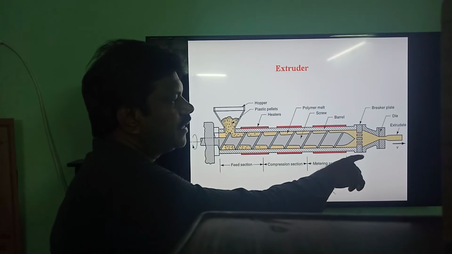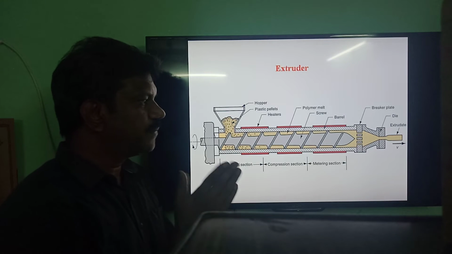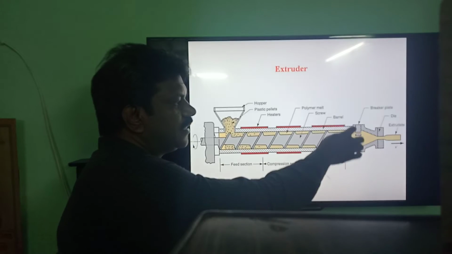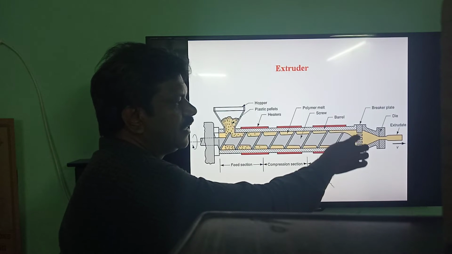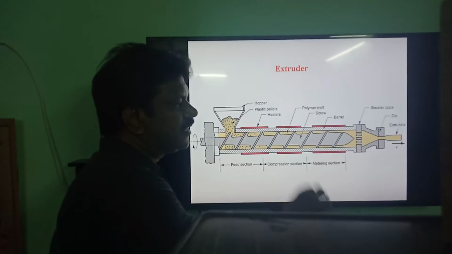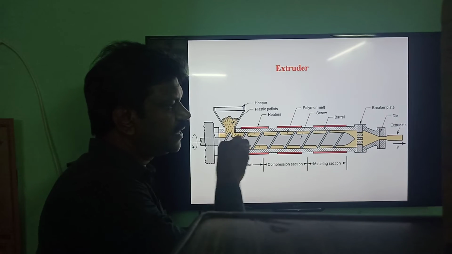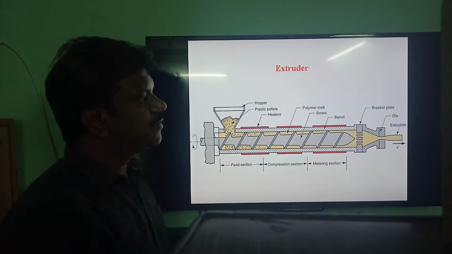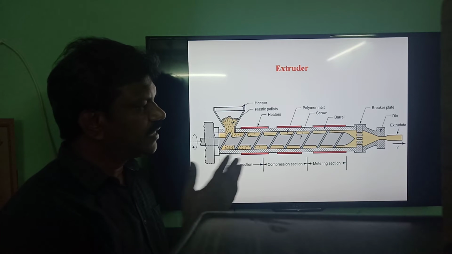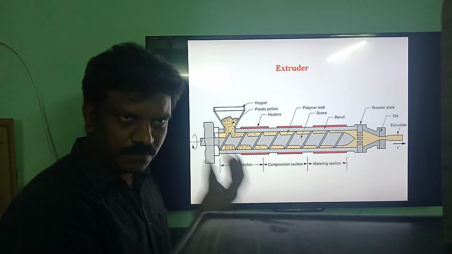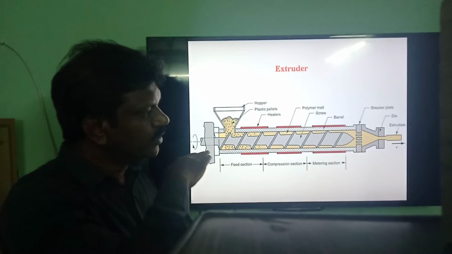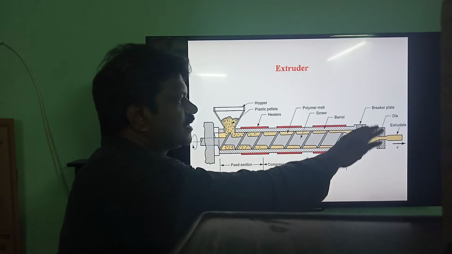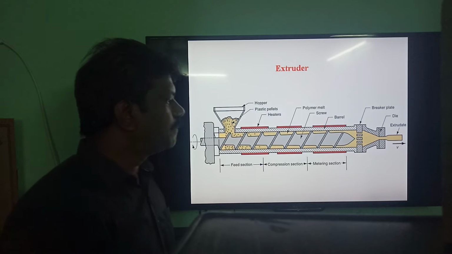Here we have the breaker plate. The breaker plate is a plate which has a steel mesh on the front side. Then there are a number of channels by which the molten plastic is projected towards the die. The function of the breaker plate is to filter the lumps of the plastic material and to make a streamlined flow of the molten plastic. That is the function of the breaker plate.